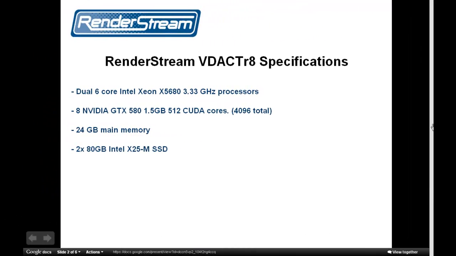To give you a brief overview of the system, we're using dual 6-core Xeon processors, 8 NVIDIA GTX 580 GPUs, 24 GB of main memory, and 2 80 GB Intel solid-state drives.